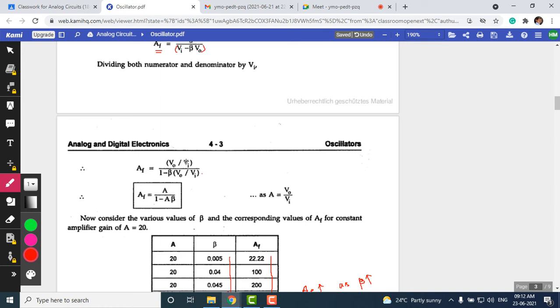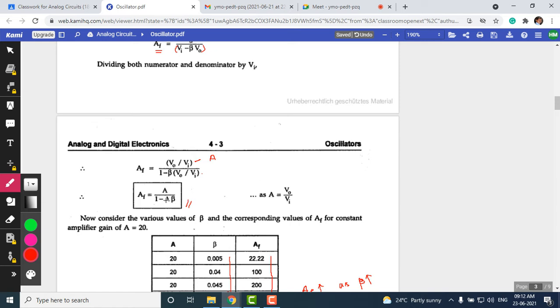We know that V naught by Vi is nothing but the basic amplifier gain, so in the numerator and denominator we can replace V naught by Vi simply with A. Therefore, the final expression for Af is A divided by 1 minus A beta. This expression is very important, and we will use it both in the oscillator topic and in feedback also. So, the gain with feedback is nothing but A divided by 1 minus A beta.